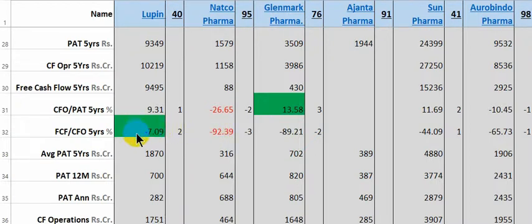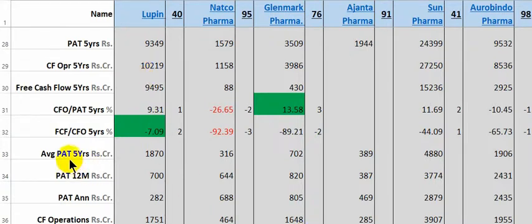Looking at free cash flow, the best company is Lupin, where out of 10,219 CR, it still had 9,495 CR left as free cash. That is, it spent just 7.09% on its investment activities. This is not necessarily good or bad as such, but we want the free cash flow to be at least 50% of the cash flow from operations.